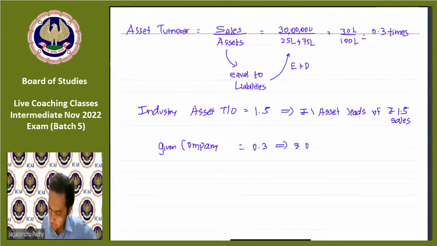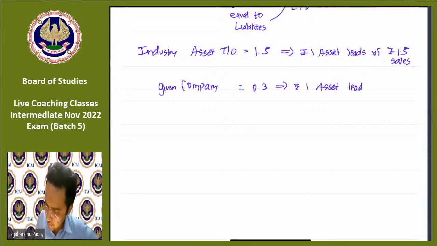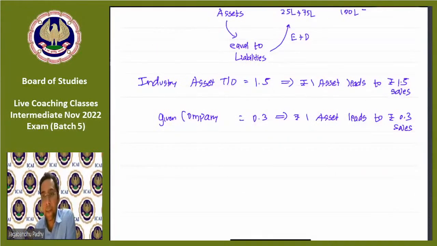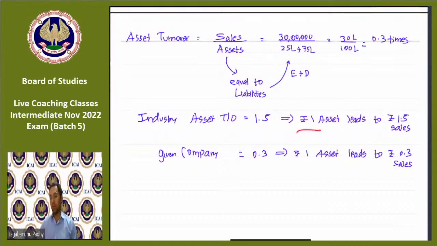Now, what does that 0.3 mean? 0.3 means, or I can say, rupees 1 asset leads to rupees 0.3 sales. So now, is the company really doing good in terms of asset turnover? In the industry, the other companies are putting 1 rupee asset and they are able to generate 1.5 sales. Our company is putting 1 rupee asset and it is able to generate just 0.3 rupees sale.